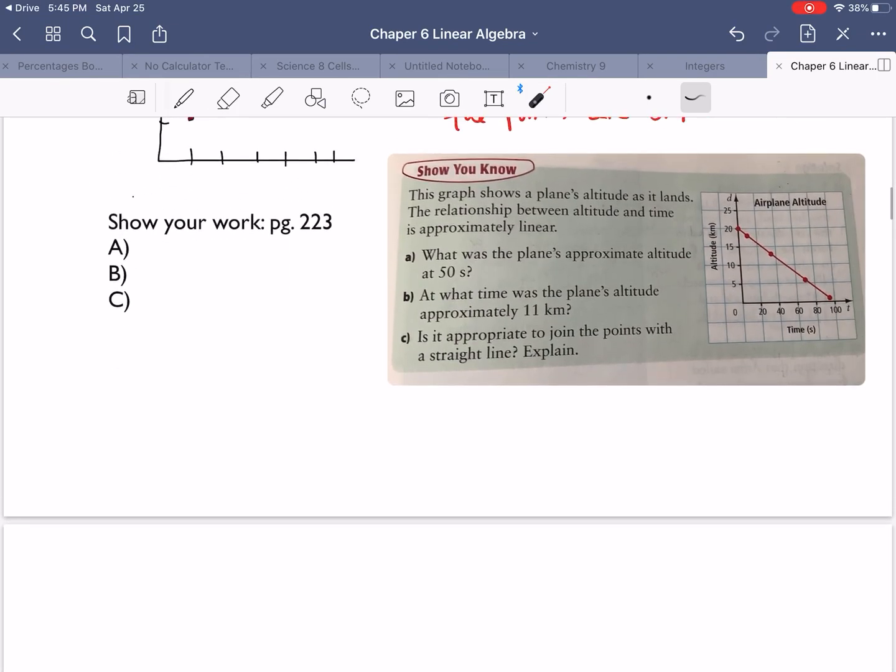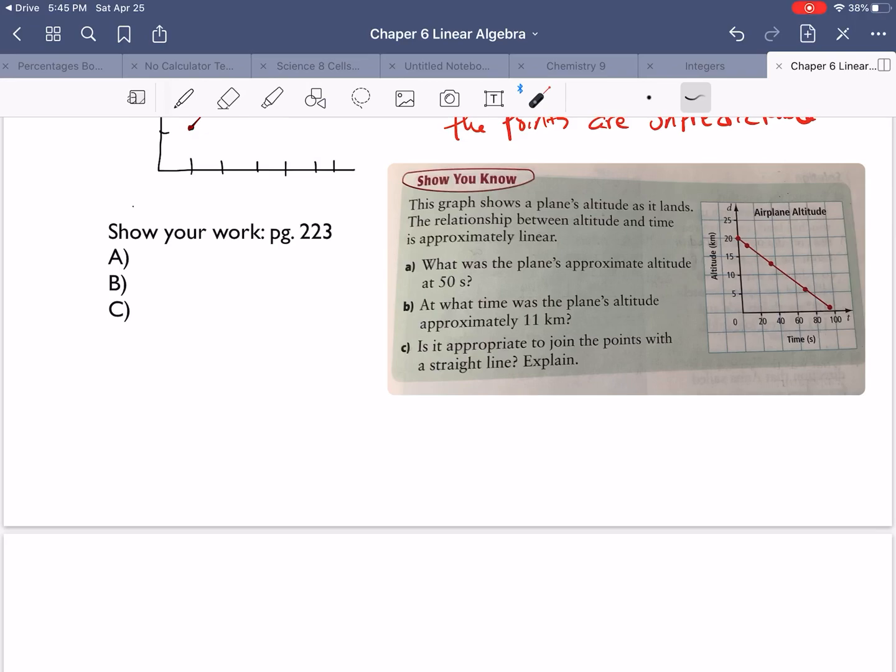And so here are some examples that we'll just go over real quick to make sure that you know how to do this particular unit. This one says, this graph shows a plane's altitude as it lands. The relationship between the altitude and time is approximately linear. So again, look, the line is in a straight line, so we already know it's a continuous graph. So what was the plane's approximate altitude at 50 seconds?